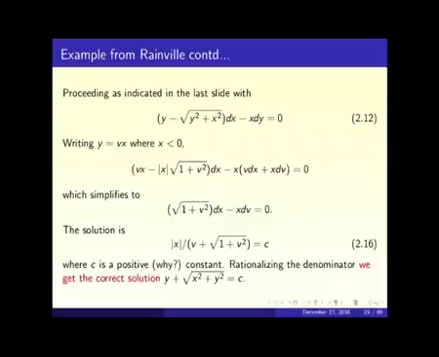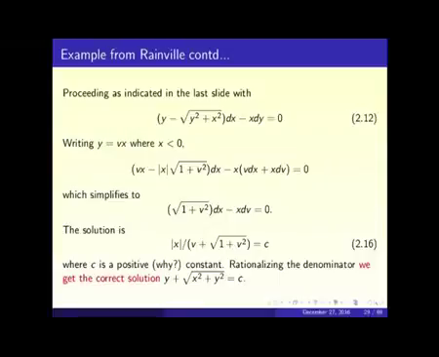You put y equal to vx. x is negative. So when x is negative, what is square root of y squared plus x squared? x doesn't come out, mod x comes out. And the second term is no problem. dy is v dx plus x dv. Now this simplifies to square root of 1 plus v squared dx minus x dv equal to 0.